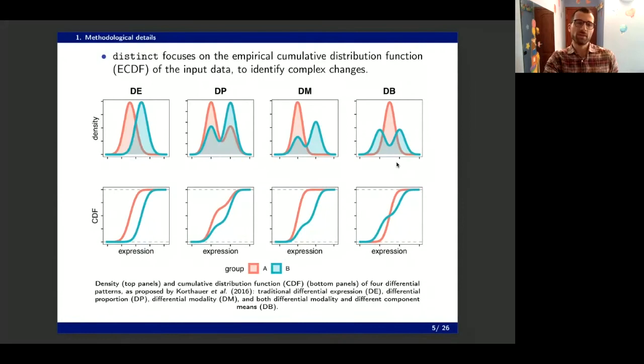So if you look at the CDF of each one of these profiles, you will be able to discern the two densities. Obviously, in DE, that implies a complete shift of the distribution, while, for instance, in DB, there will be an overlap in the center around the mean and the median, but there will be differences in other areas.